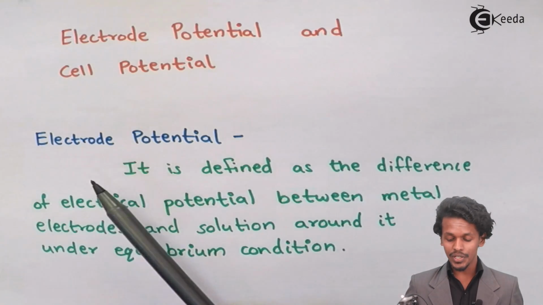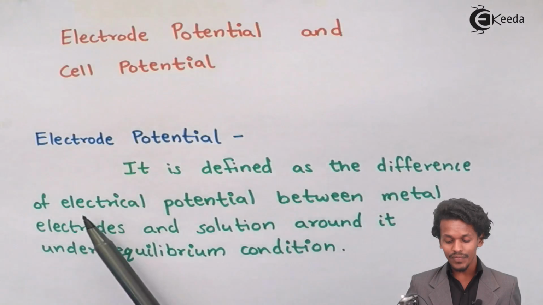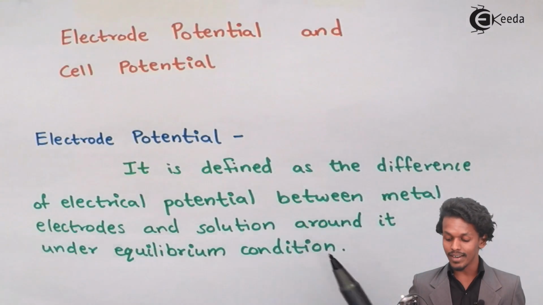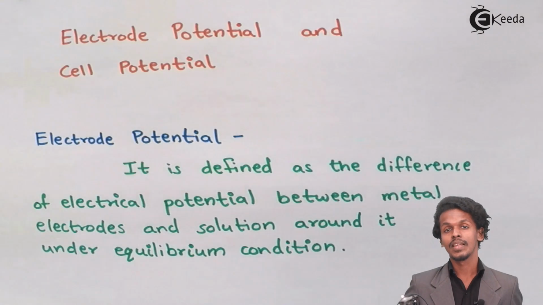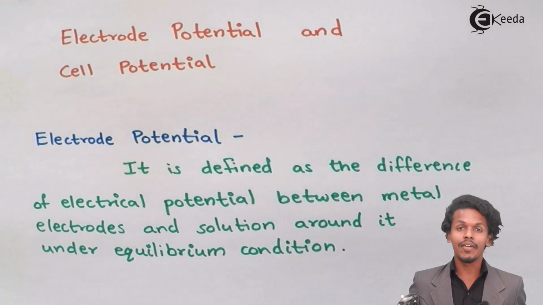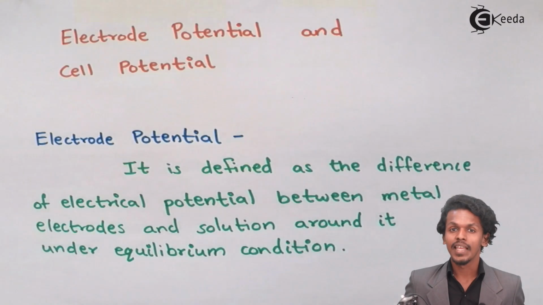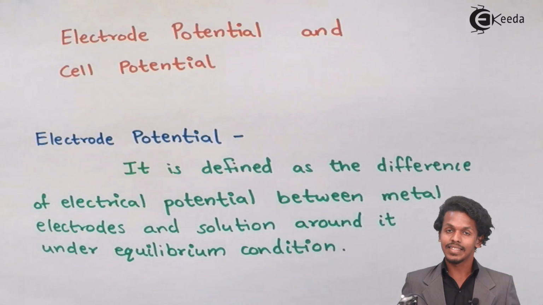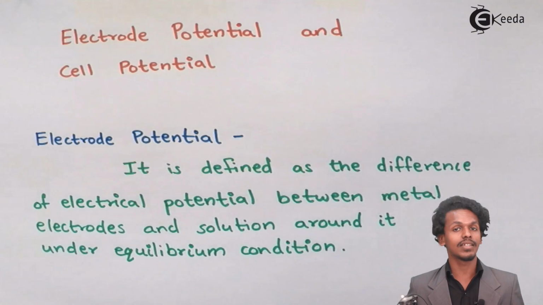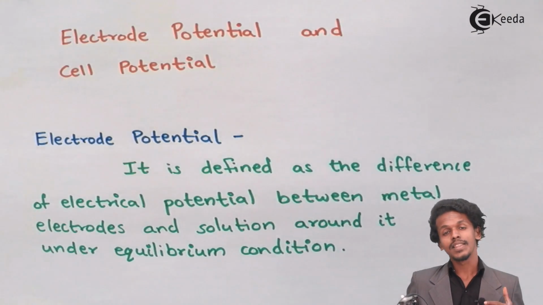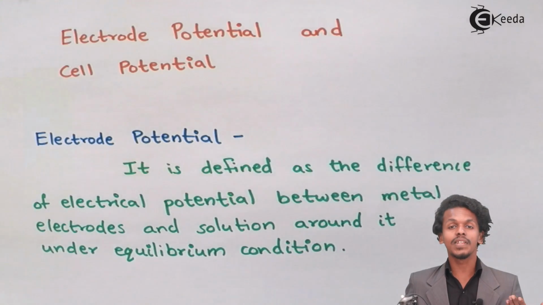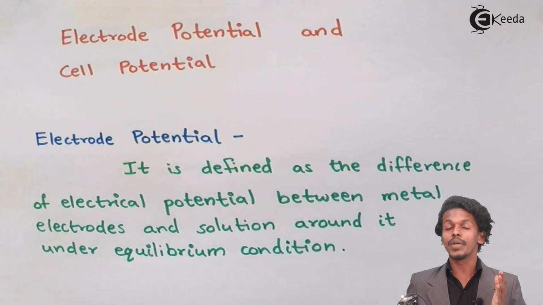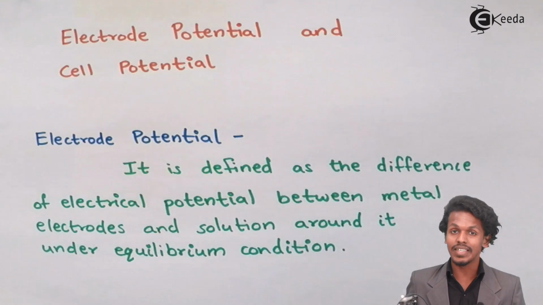Talking about electrode potential, it is defined as the difference of electrical potential between a metal electrode and the solution around it under equilibrium condition. As you know, we have taken the example of the Daniel cell also. In the Daniel cell, we dip a zinc electrode in ZnSO4 solution as well as a copper electrode in CuSO4 solution. The zinc dipped in ZnSO4 creates a potential difference between the metal and the solution in which it is kept.